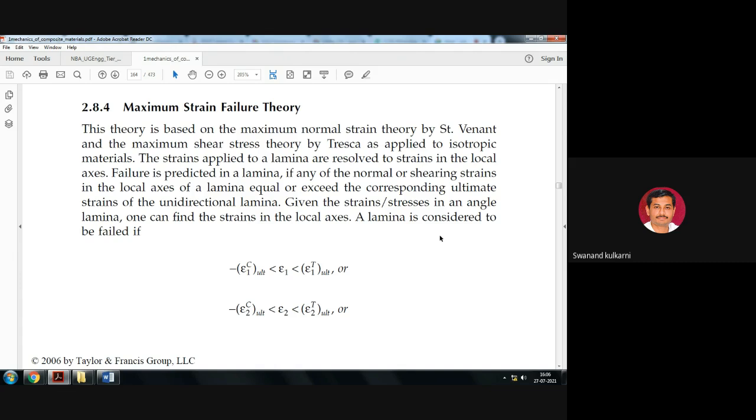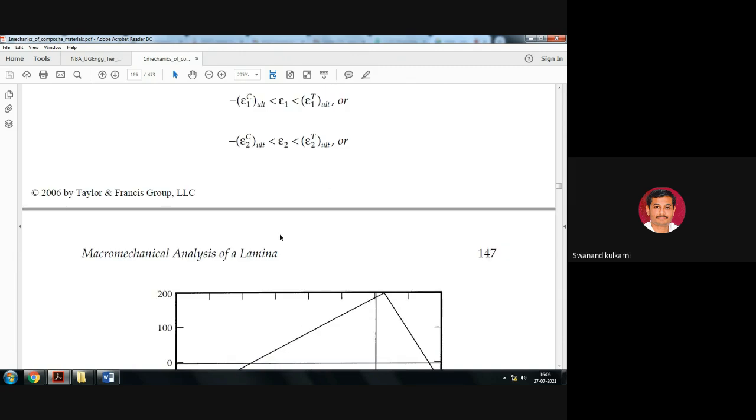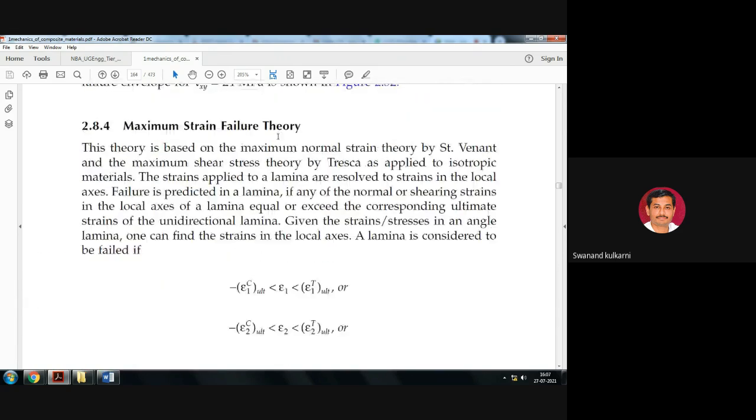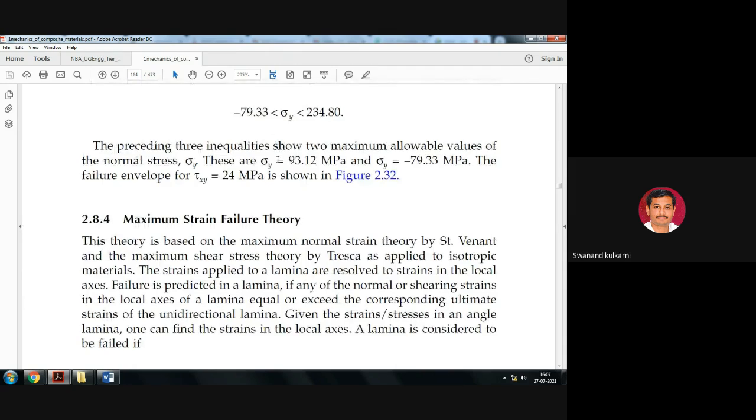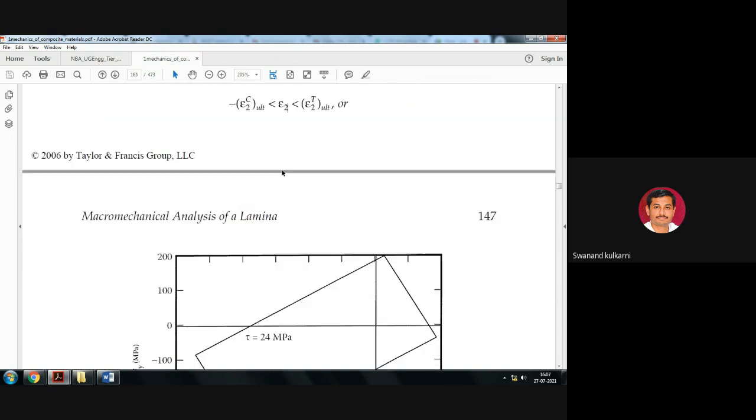With that, this set of equations given here has minus epsilon 1c, epsilon 1t, epsilon 2c, epsilon 2t, which are all ultimate strains. Epsilon 1 is the strain in direction 1, and epsilon 2 is the strain in direction 2. Here you can refer to the values of epsilon 1 and epsilon 2.